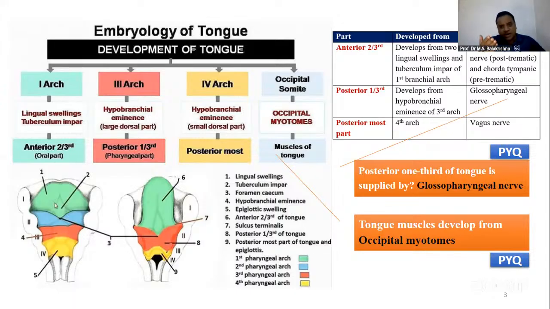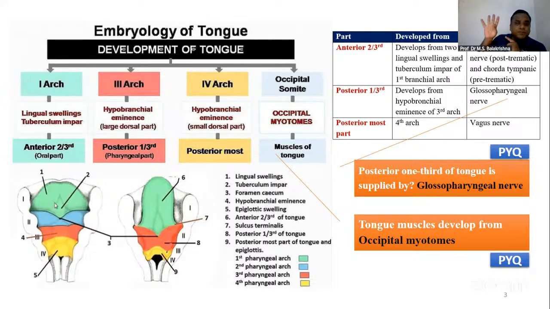There are very easy diagrams also there in your textbooks. Please learn from there also. So basically the questions asked in previous years are something like this: the anterior 2/3 of the tongue, from where they develop; posterior 1/3, from where they develop. So anterior 2/3 develop from two lingual swellings and tuberculum impar of the first arch. So that is the contribution of the first arch.